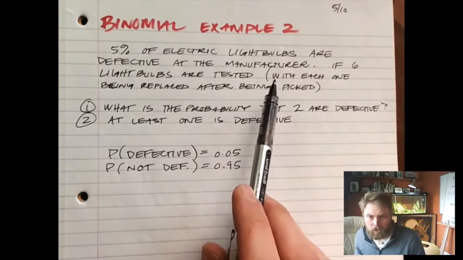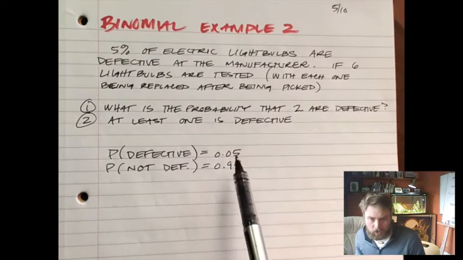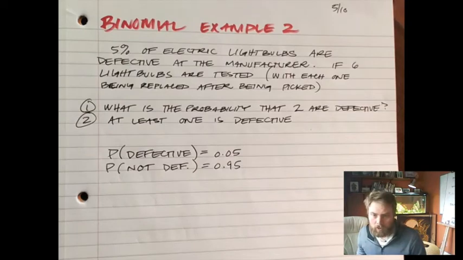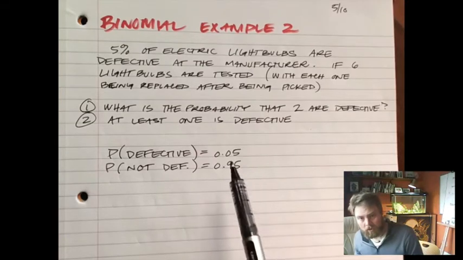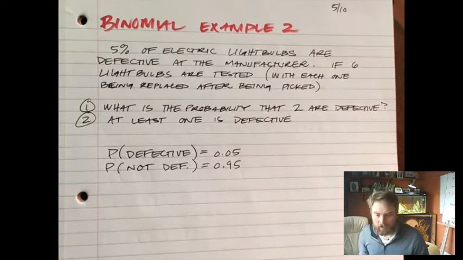Now, this also is important. Each one is replaced, so this won't change. That's pretty important. If you remove something from the pool of objects that you're picking from, that does change the probability of what's left. So that can't happen. So that's sort of a caveat there that has to be there.